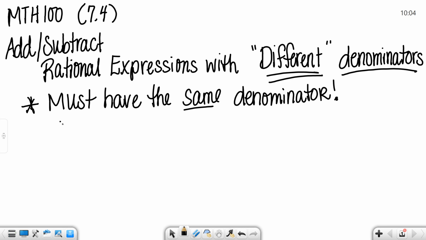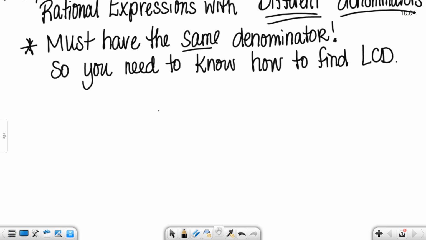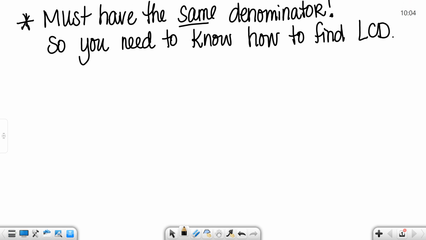So that means you need to know how to find the least common denominator. All right, you do need to know how to find the least common denominator. So that's where we're going to start. Let's just make sure we understand how to find the least common denominator, since that's something we have to be able to do.